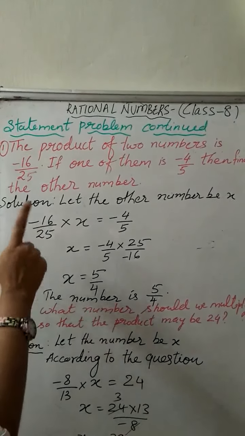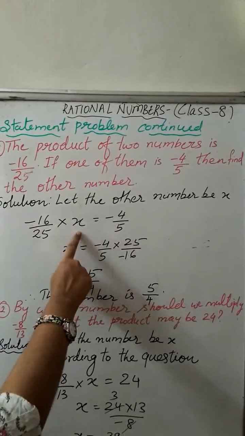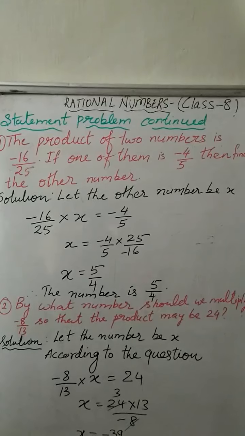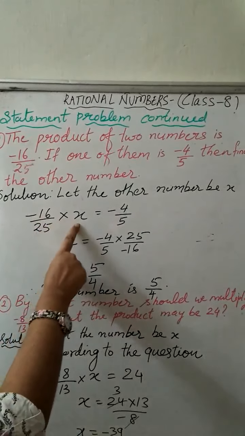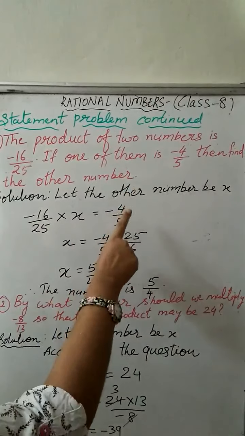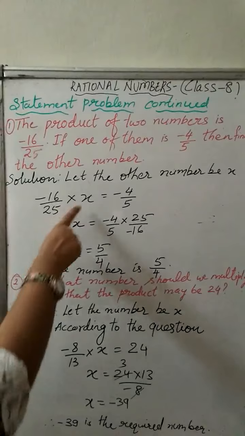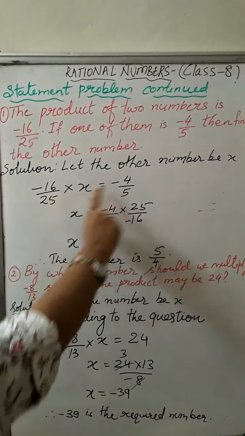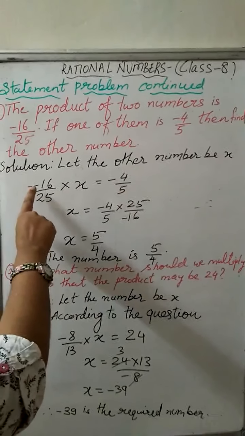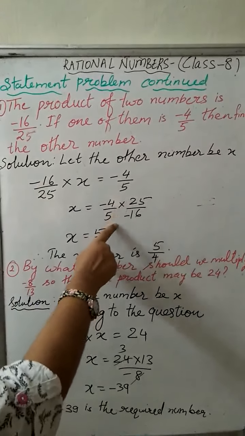Once you are able to construct this equation, then you can solve it easily. So that is, these two numbers when multiplied, the result is minus 4 by 5. Now you have to solve. So how to solve, all of you know. That is, 25 will go to numerator and minus 16 in denominator. And there you have to do cancellation.